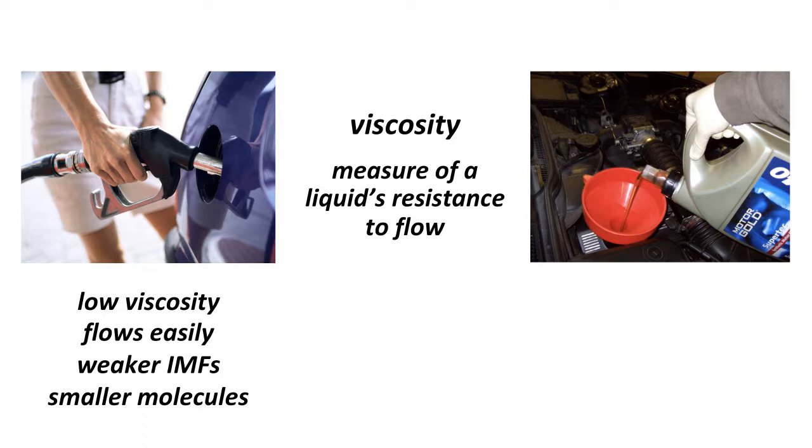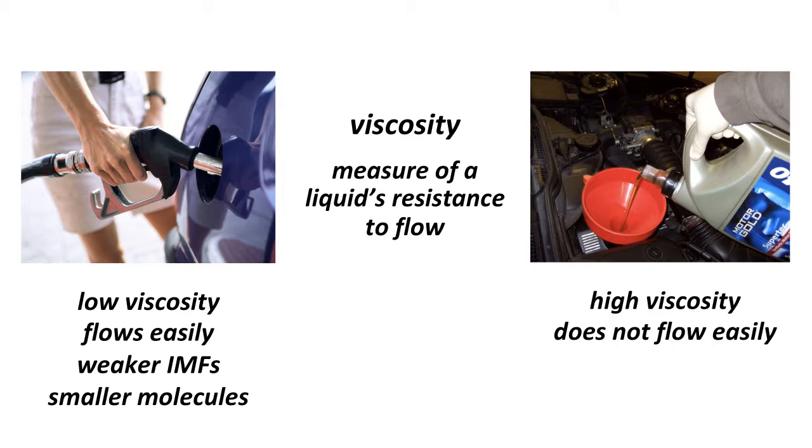other relatively easily. Other substances, like motor oil, don't flow as easily and have what's called a high viscosity. High viscosity liquids have stronger intermolecular forces and often have larger molecules. These factors hinder the ability of these molecules to move past each other, and this results in a slower flowing liquid.